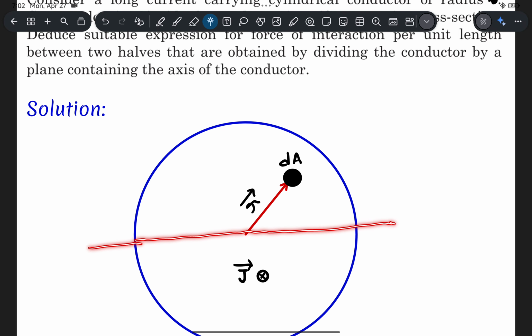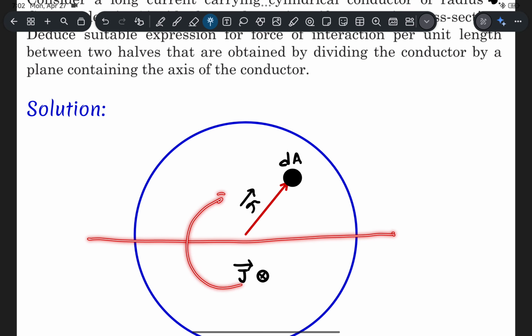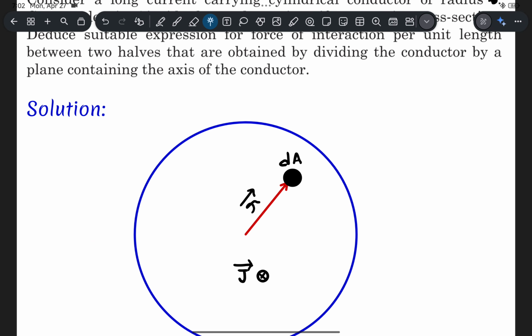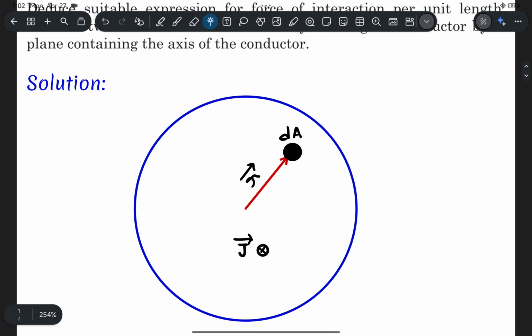This plane has the axis here. At this point we are seeing the top view, that's why the axis is the line passing through this point, and this full line which I have drawn extends up and down, so that will be the plane. So we have to find the force per unit length on the top part by the bottom half, or vice versa. So we'll see how to approach this.